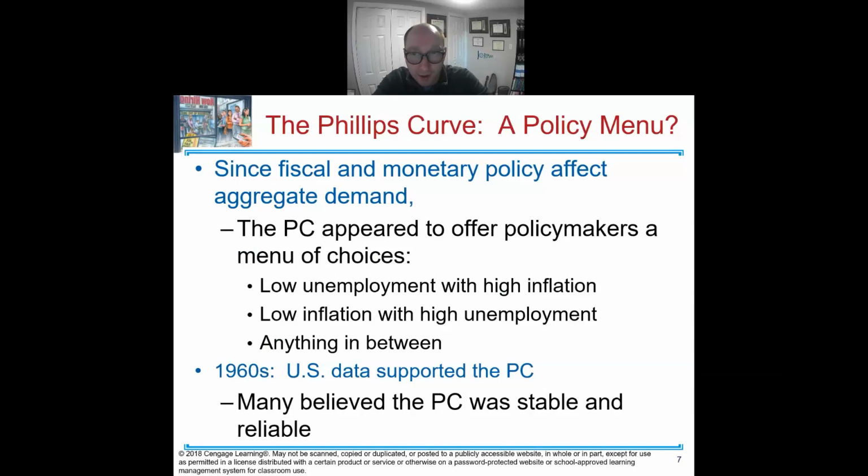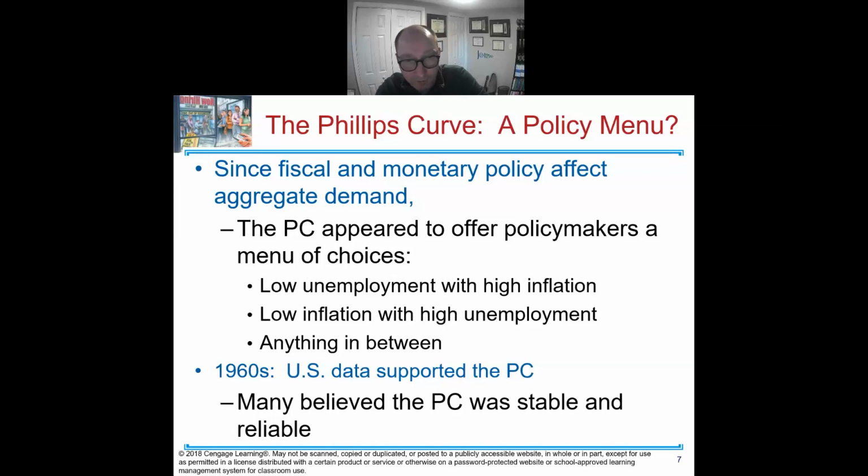Since fiscal and monetary policy have impacts on demand, which we talked about last week, we can see that the Phillips curve offers opportunities to Congress. Congress and the Federal Reserve enact fiscal and monetary policies in order to influence inflation. And they have a few choices along the way.